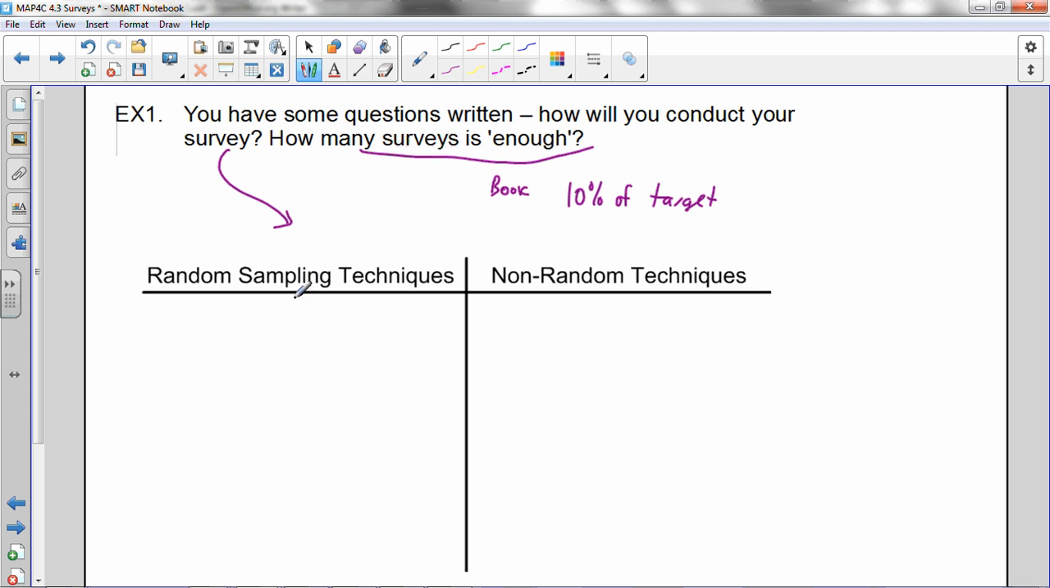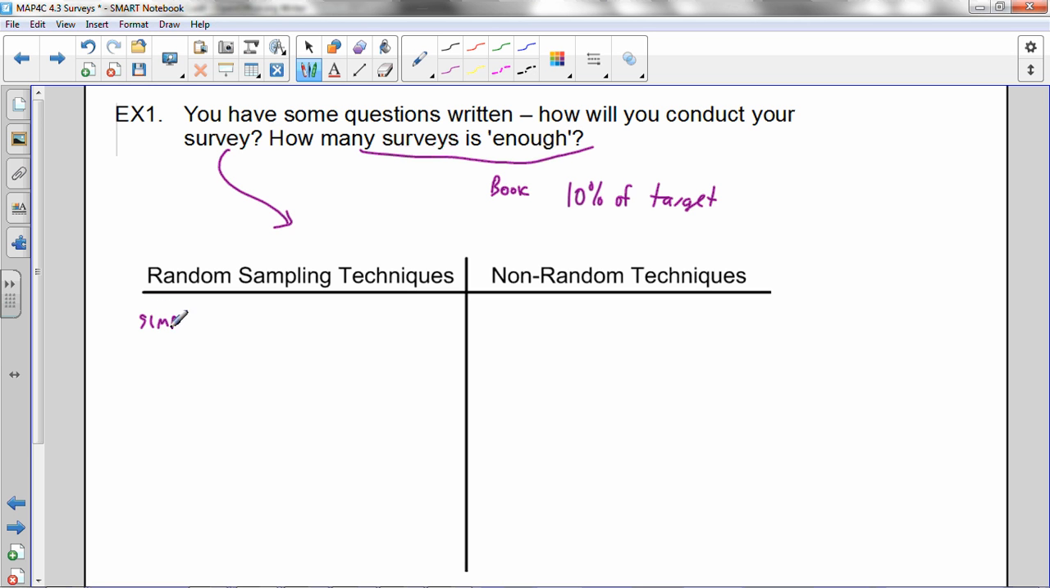How will you conduct the survey? That's these things down here, and I've split them into two types. These definitions are all in your textbook. So if you don't like the rest of my version, you can go to the textbook. But I'm just going to go through them here. Random sampling techniques are ones where random doesn't mean what it means when you have random thoughts or a random question. Random means something very specific in math. It means that everyone is equally likely. So here are some sampling techniques that are random.